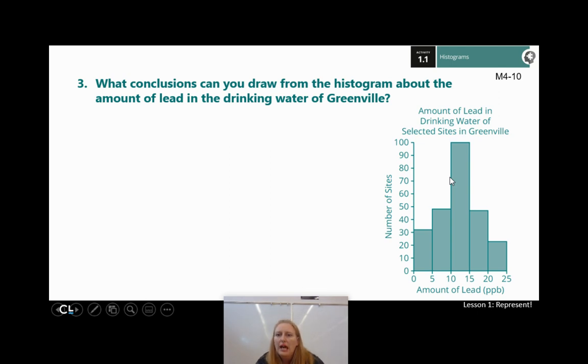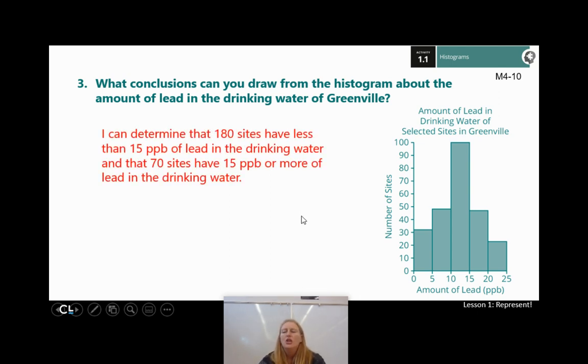But when I counted it up, I realized that those first three bins, when I added them up, were all below the level. So I can see from these three bins, the 100, the 48, the 32, if I added those up, that 180 sites had less than 15 parts per billion of lead in the drinking water. But that meant that 70 sites have 15 parts per billion or more of lead in the drinking water. Yikes.